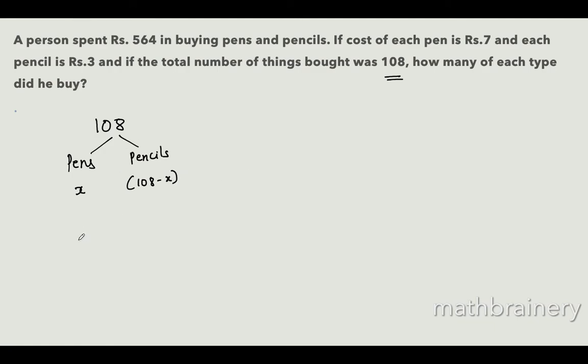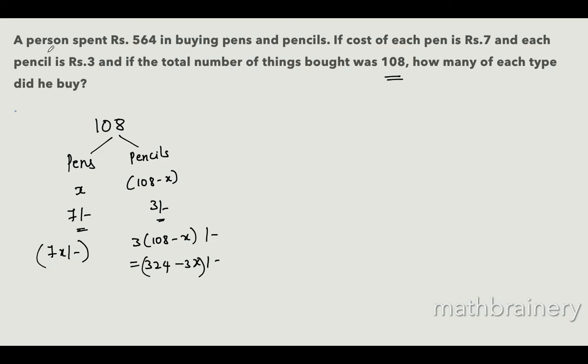Now the cost of each pen is 7 rupees. That means the cost of x pens must be 7x rupees. And the cost of each pencil is 3 rupees. So the cost of 108 minus x pencils must be 3 times (108 minus x) rupees. Isn't it? 3 times (108 minus x) is nothing but 324 minus 3x rupees. So this is the cost of pencils. This is the cost of pens.